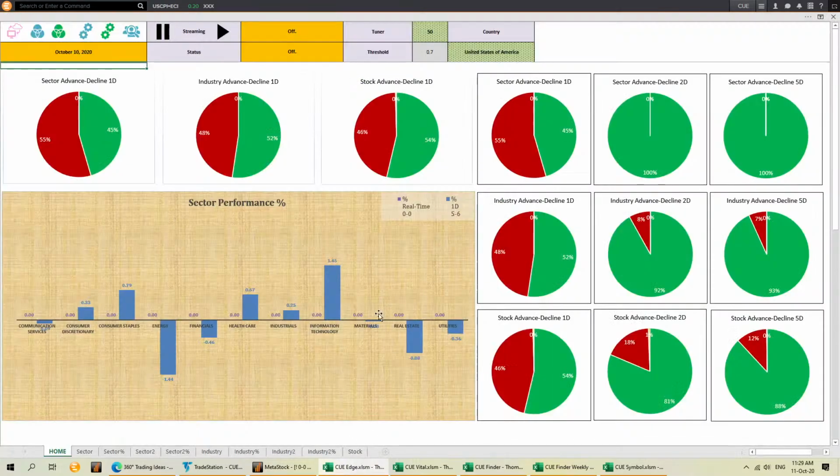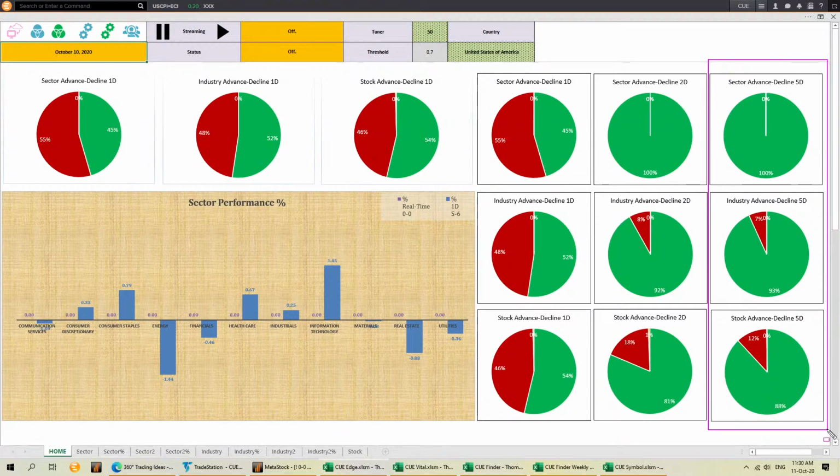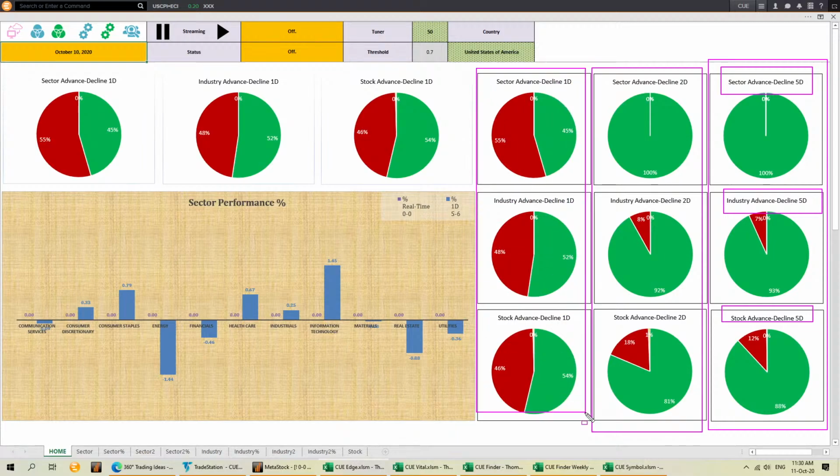If I look at more detail from QH, 5 days performance, stock advanced decline, industry advanced decline, sector advanced decline, everything very bullish, very bullish. Over 2 days also it is bullish. Friday it became mixed.